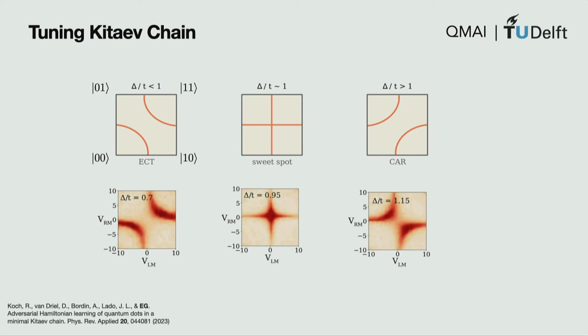T is elastic cotunneling and delta is the Andreev bound state coupling. Sorry, I am talking for too long, but you know what I mean, right? It's the Cooper pair splitting thing. I can just show you afterwards in a paper.